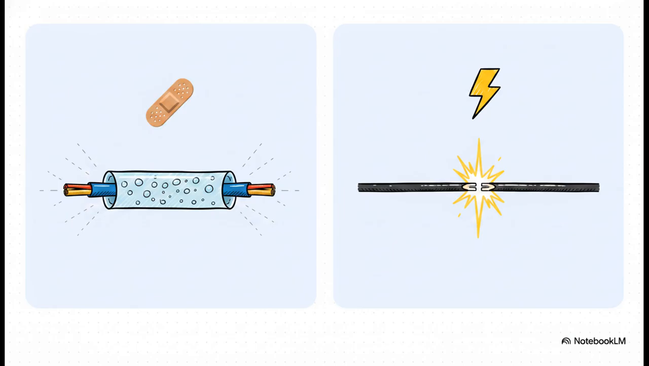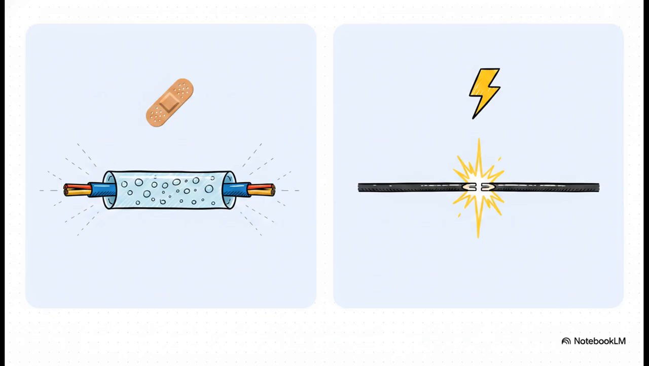Think of mechanical splicing kind of like a temporary splint or a bandage. The fibers aren't actually permanently joined. They're just perfectly aligned and held together inside a little cylinder filled with an index-matching gel. It's incredibly fast for an emergency fix, sure, but it does cause higher light loss.